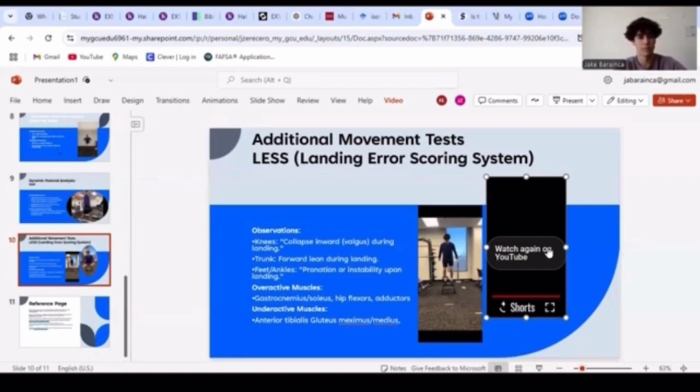So identifying the severity and imbalances using this test can help the exercise professional more accurately prescribe exercises that will help John correct and improve his ability to walk and ideally take away pain and reduce any injury risk. So that's the landing error scoring system. Thank you very much.